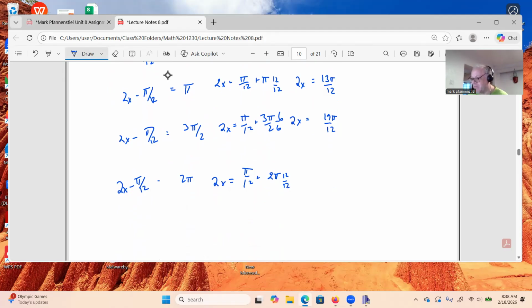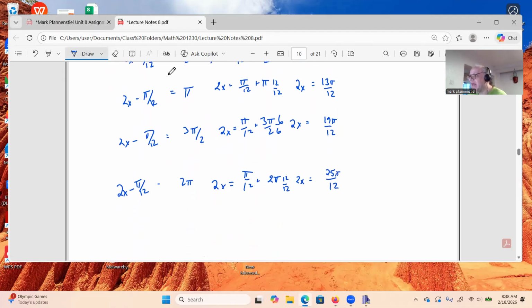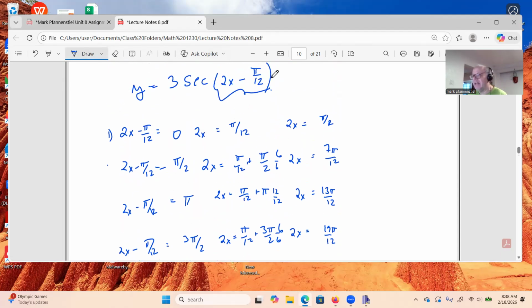Another way to write 2 pi is 24 pi over 12. 24 pi over 12 plus 1 pi over 12 is going to give me 2x equals 25 pi over 12. Okay. Now, the last thing I have to do is go ahead and isolate that x.